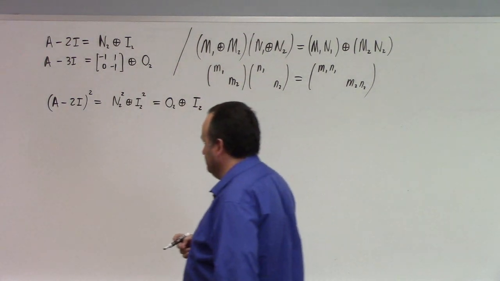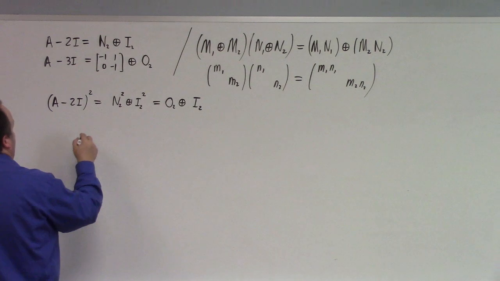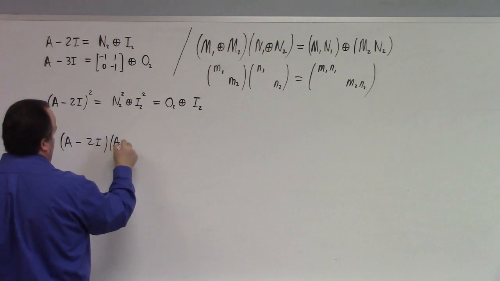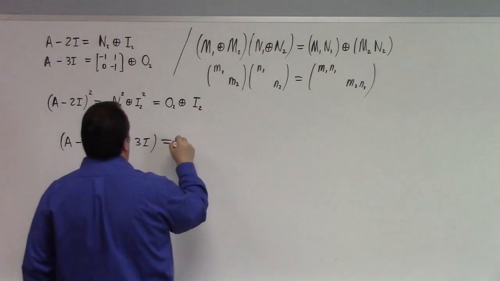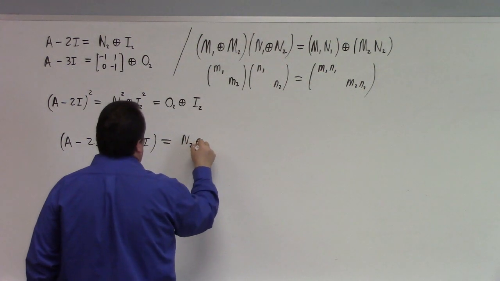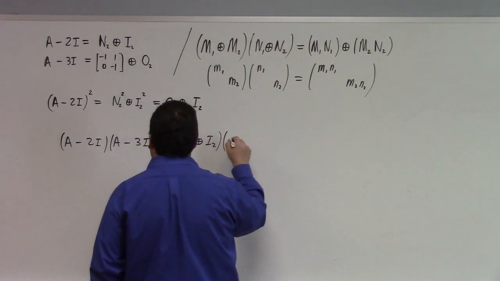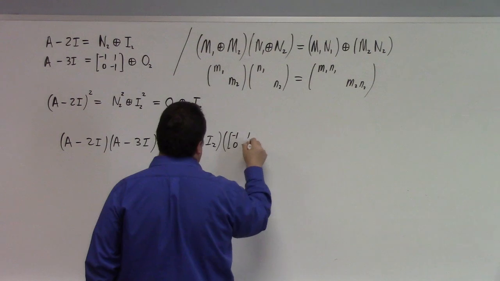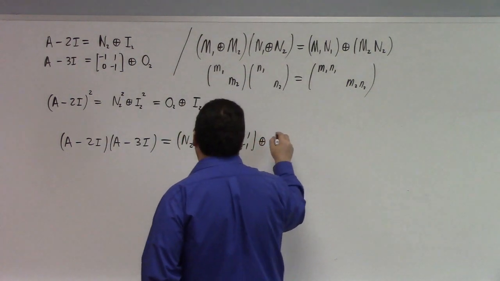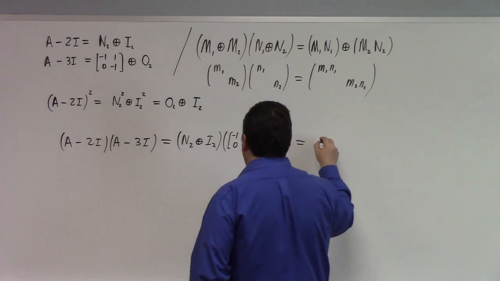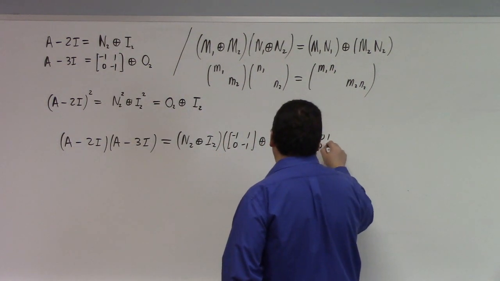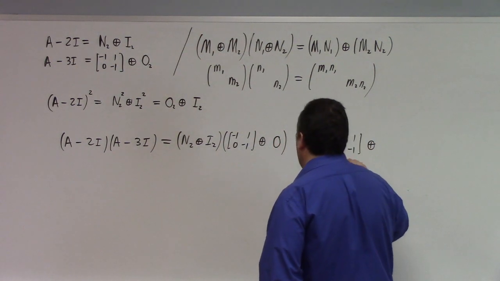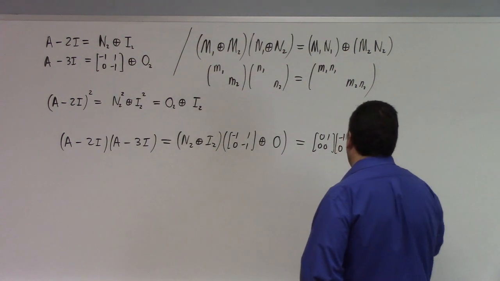On the other hand, what happens when we take A minus 2I times A minus 3I? How's that work out? So we've got n2 direct sum I2, right? Times what? Times minus 1, 1, 0, minus 1, direct sum the 0 matrix, yeah? So that would give me 0, 1, 0, 0 times minus 1, 1, 0, minus 1 for the first thing. Direct sum, well, I2 times 0 is just 0, right?